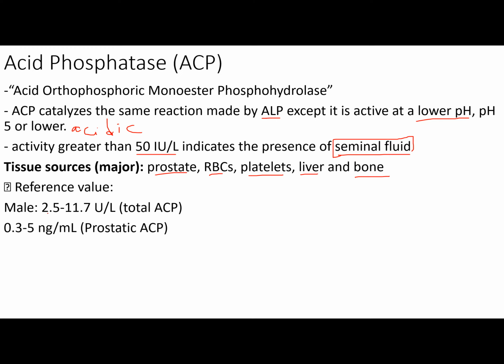Reference value, male 2.5 to 11.7 U per liter. This is for the total ACP. So total ACP for males is 2.5 to 11.7, while the prostatic ACP is 0.3 to 5 nanogram per ml.